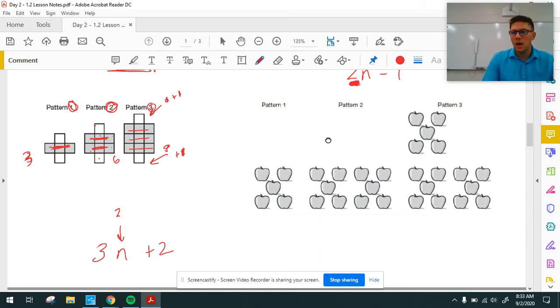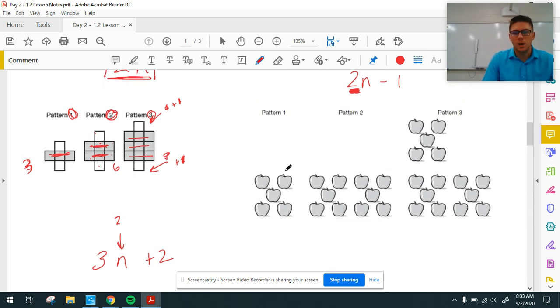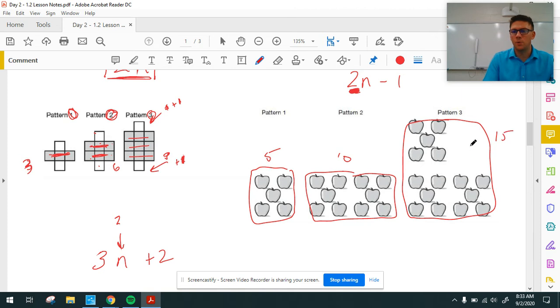Pattern 1, this one should be pretty straightforward. There's 5 total. This is a set of 5, right? Pattern 2 has 10 total. Pattern 3 has 15 total. Well, what's the relationship here? It's a constant 5 being added every time, right? So we can see that. So if it's plus 5, it's going to be a 5n.